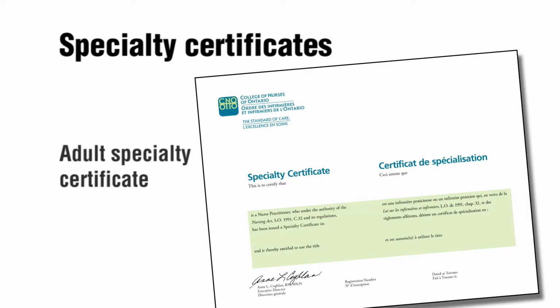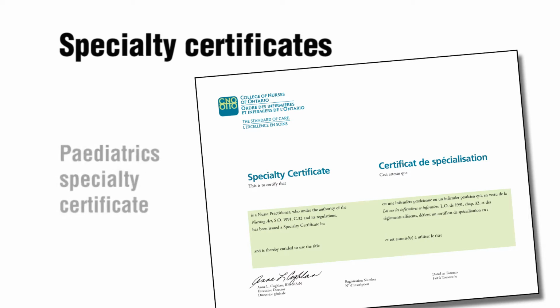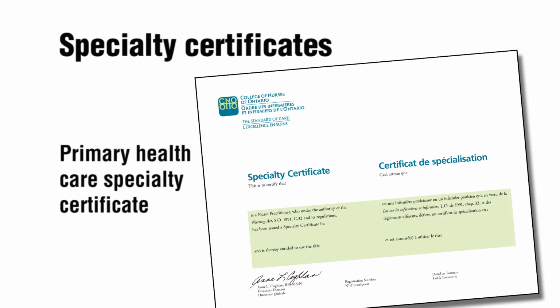So an NP with an adult specialty certificate may provide healthcare services to clients who range in age from late adolescence to older adulthood. An NP with a pediatric specialty certificate may provide health services to clients who range in age from neonates to late adolescents. And an NP with a primary healthcare specialty certificate may provide health services to clients of all ages.